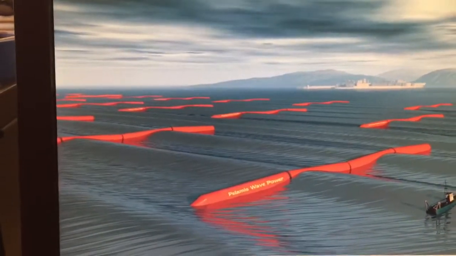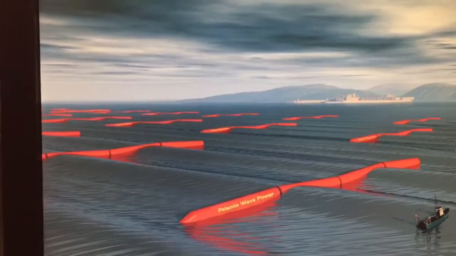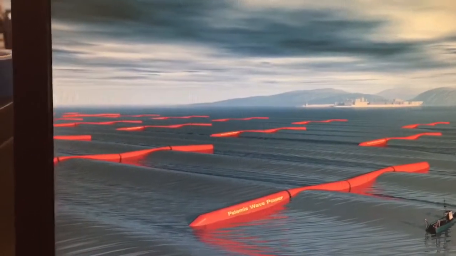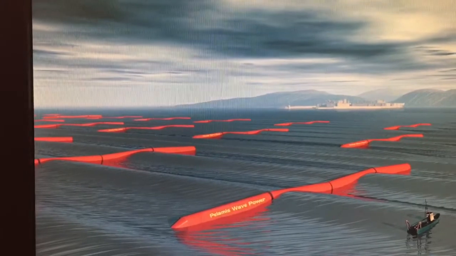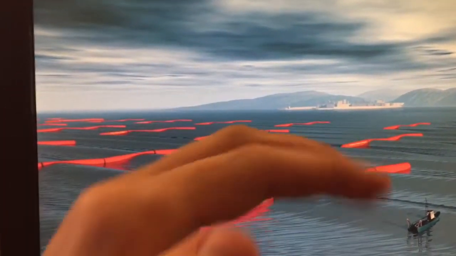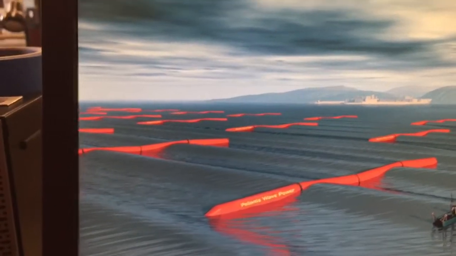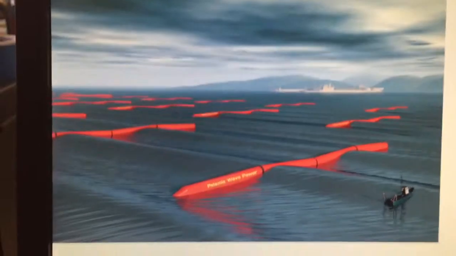And basically what all these do is just use the change in position of the device as it goes up and down with the wave. And all of these are in the lull waves, the ones that just kind of go in sinusoidal up and down. Although in my project I looked at the actual crashing part of the wave, which has a lot more energy.